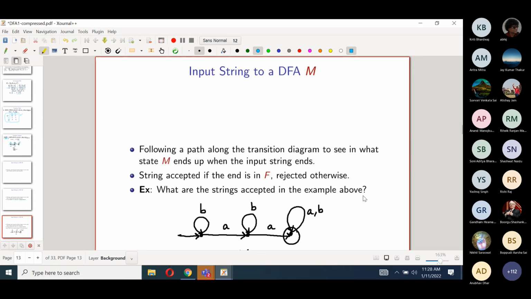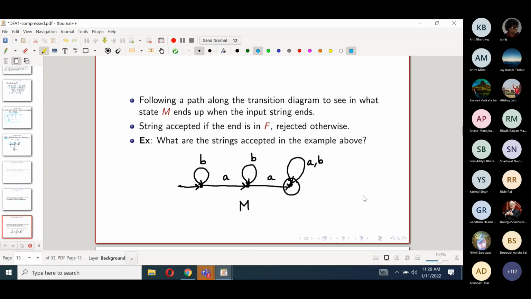So let's look at the example which we saw previously. This is the diagram that we saw. You have three states, 0, 1, 2, and these are the labels that indicate the transitions from one state to another. This indicates the transition function. 0 is the start state and 2 is the final state. Now, can somebody tell me what are the strings that are getting accepted?